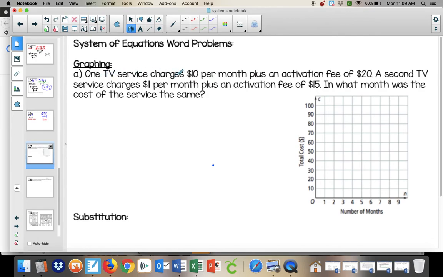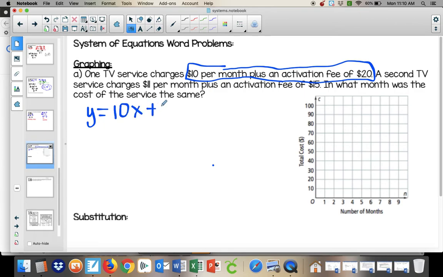One TV service charges $10 per month plus an activation fee of $20. So this would be for one service. So what that is telling me is the TV service is $10 per month, so 10x, plus an activation fee of 20, just meaning that one-time fee. And then it says a second one charges $11 per month plus an activation fee of 15. So the other one is 11 per month plus activation of 15. In what month will they cost the same?